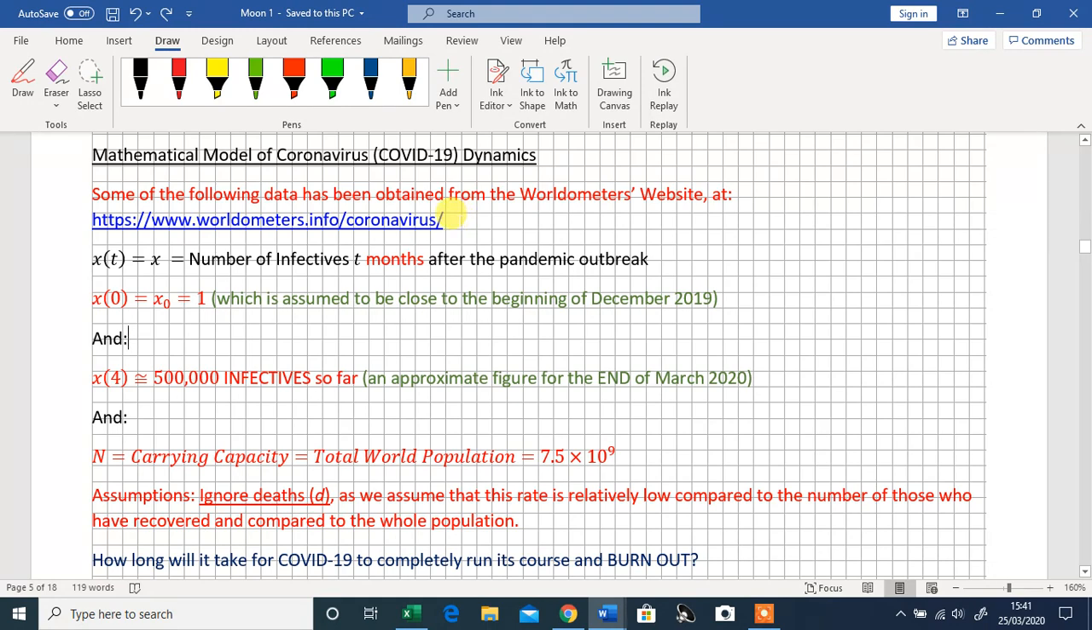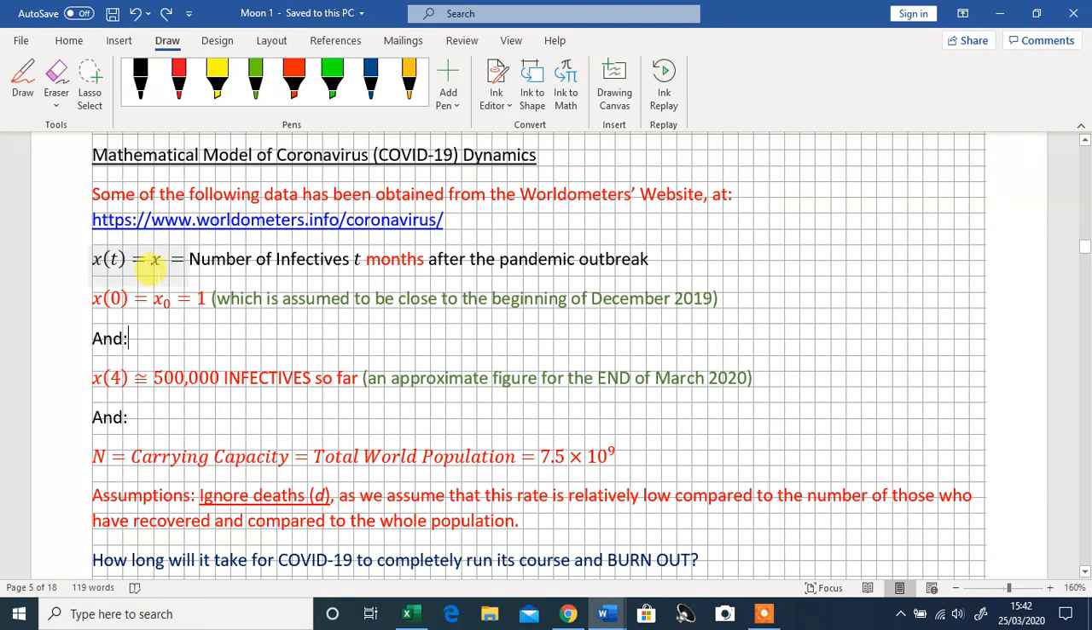Now, for this mathematical model, I've specified some of these statistics, starting off with the number of infectives T months after the pandemic outbreak. So this is equal to X of T, meaning the number of infectives at time T. And we just put that equal to X for simplicity. That will appear in our equations later on.